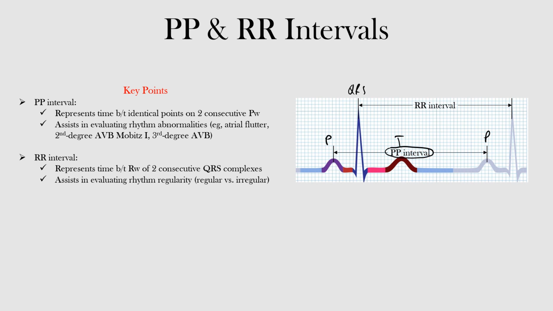And this is useful in evaluating rhythm abnormalities, such as looking for atrial flutter, second degree AV block Mobitz type 1, which is called Wenckebach, and third degree heart block. Okay, and we'll look at those in upcoming lectures.